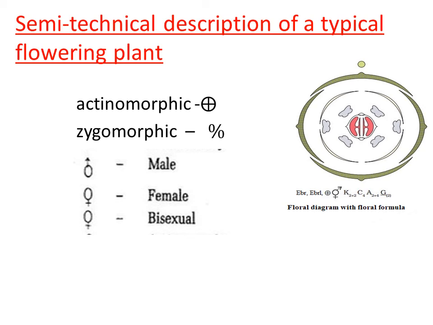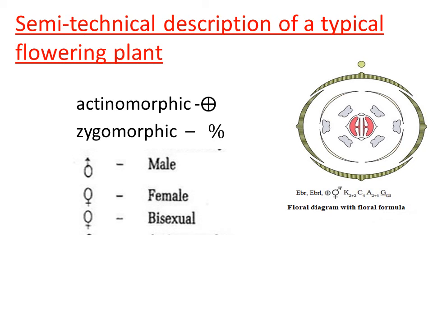The last whorl, the fourth whorl, is the female reproductive unit, that is the gynoecium. The gynoecium is made out of how many carpels? 2 carpels are present, and both the carpels are fused, right? And the position of the ovary is superior. The superior position we can't show in this floral diagram, so in order to express those things, we use the floral formula, right?